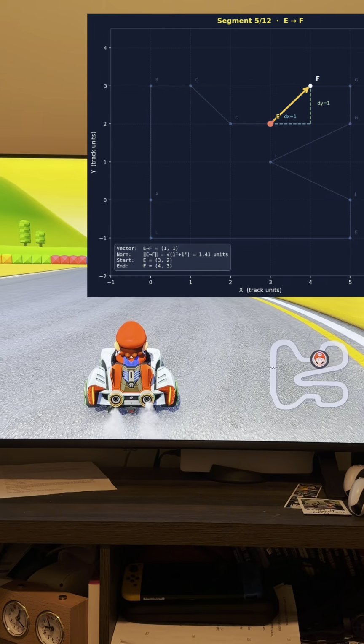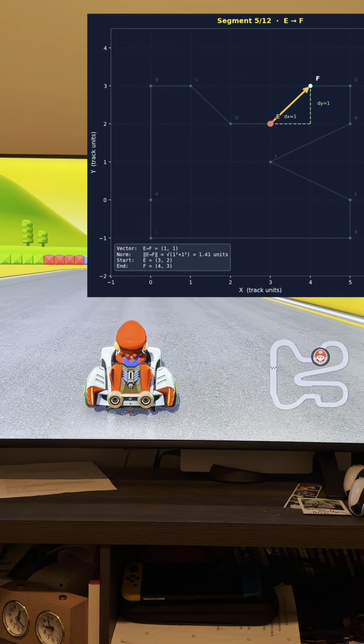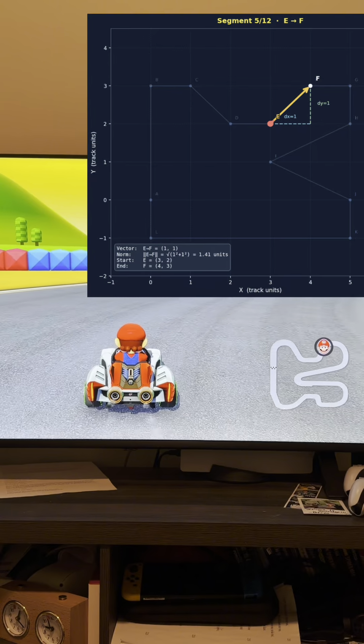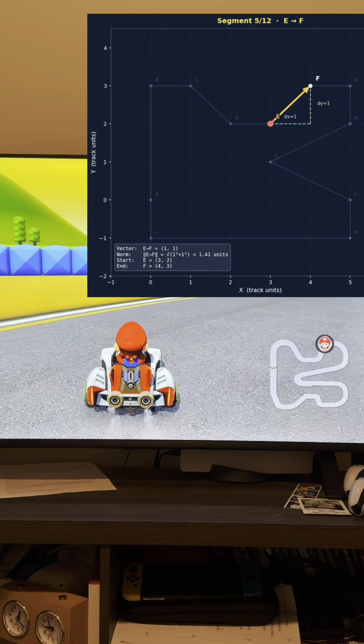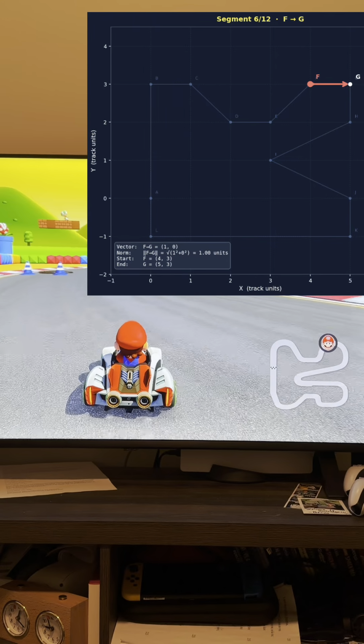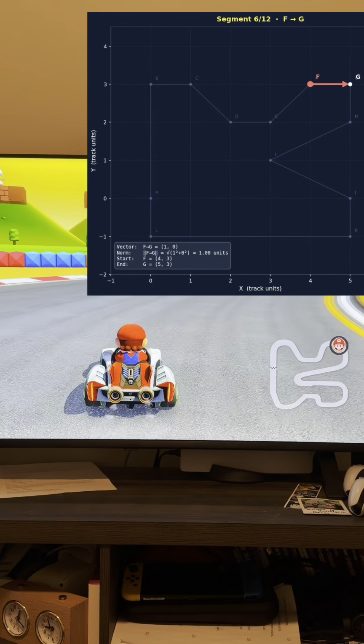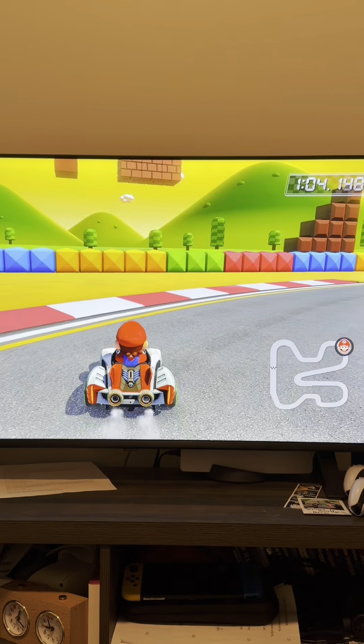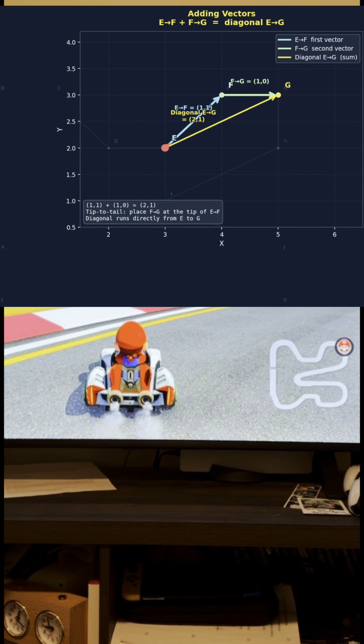To go from E to F, Mario moves right 1 unit and up 1 unit, so he moves on a vector of (1, 1) to reach (4, 3) where F is. He then goes straight across to point G at (5, 3), and just like from D to E, he only moves 1 unit to the right, no vertical movement. And all we did was add the vectors (1, 1) and (1, 0) to get (2, 1).